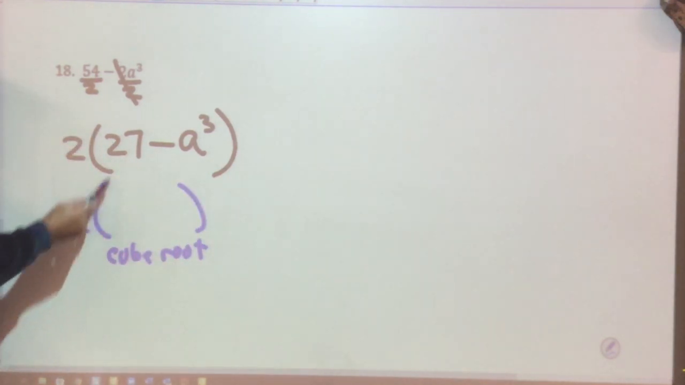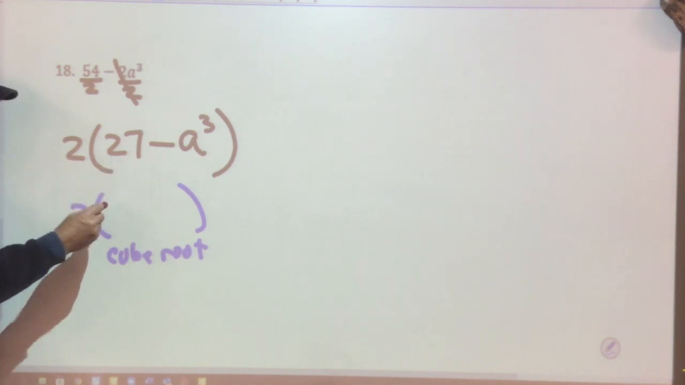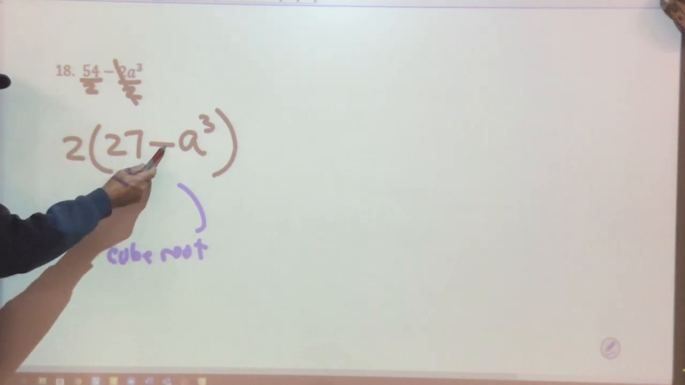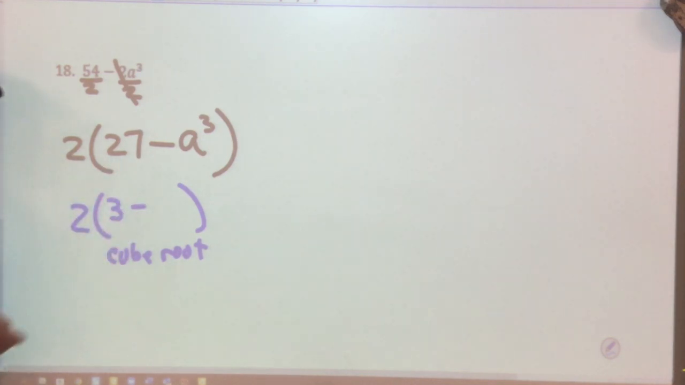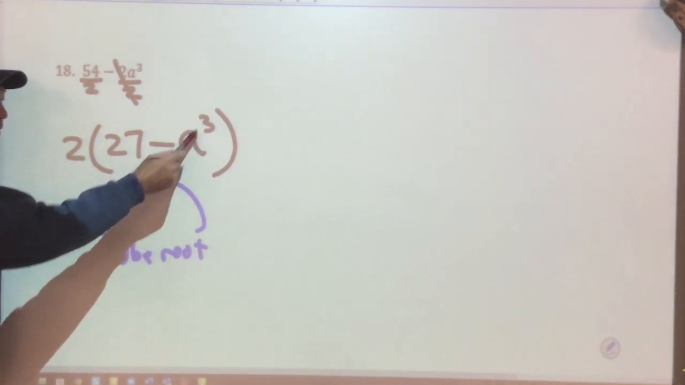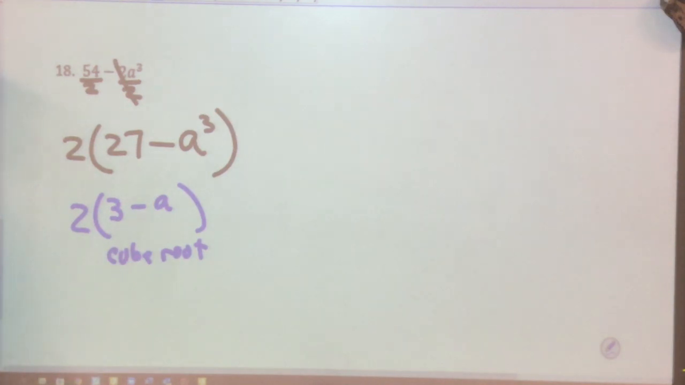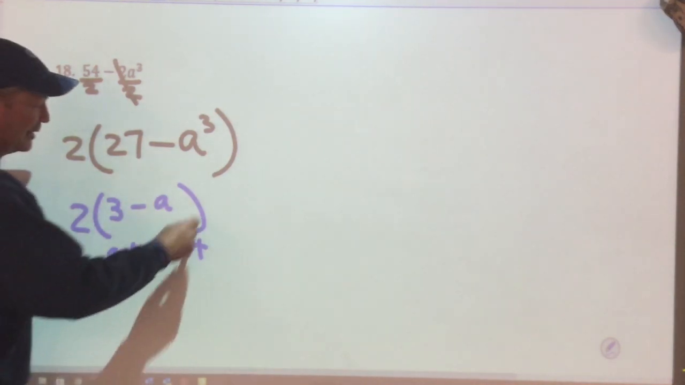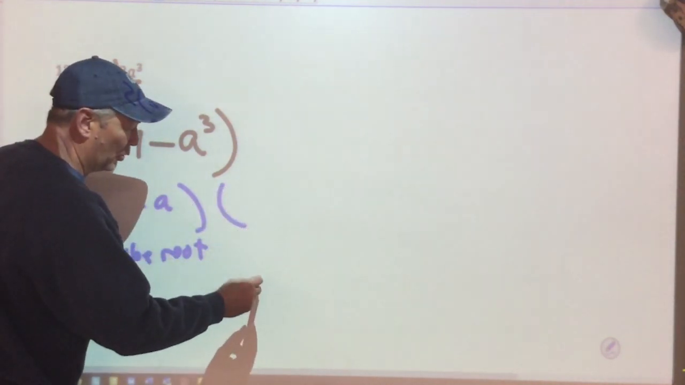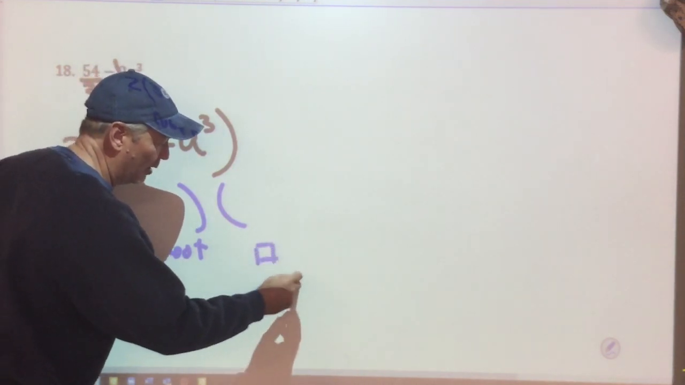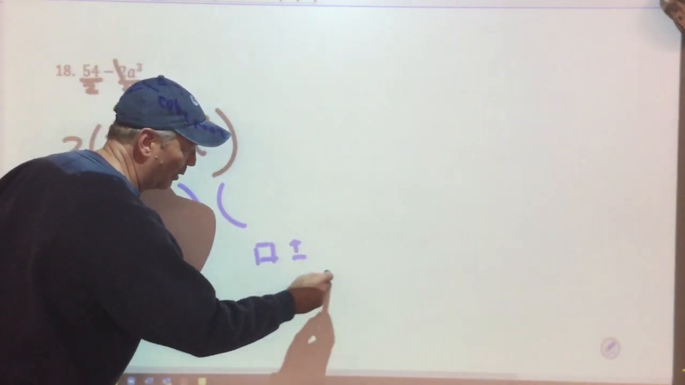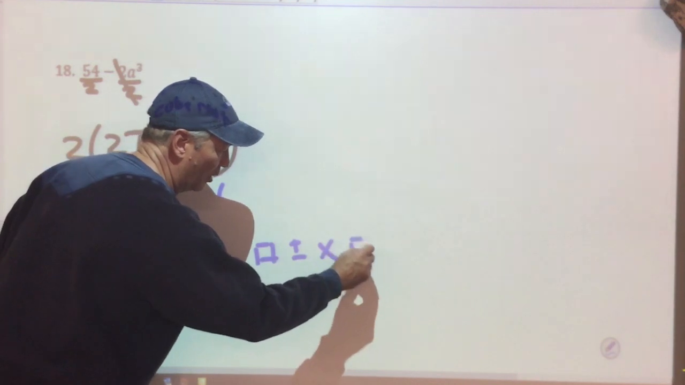The cube root of 27 is 3. Keep the sign, it's a minus. The cube root of a to the third, that is an a. A times a times a. In the second parentheses, remember we're going to do this pattern. We're going to square, we're going to change the sign, we're going to multiply, and we're going to square.